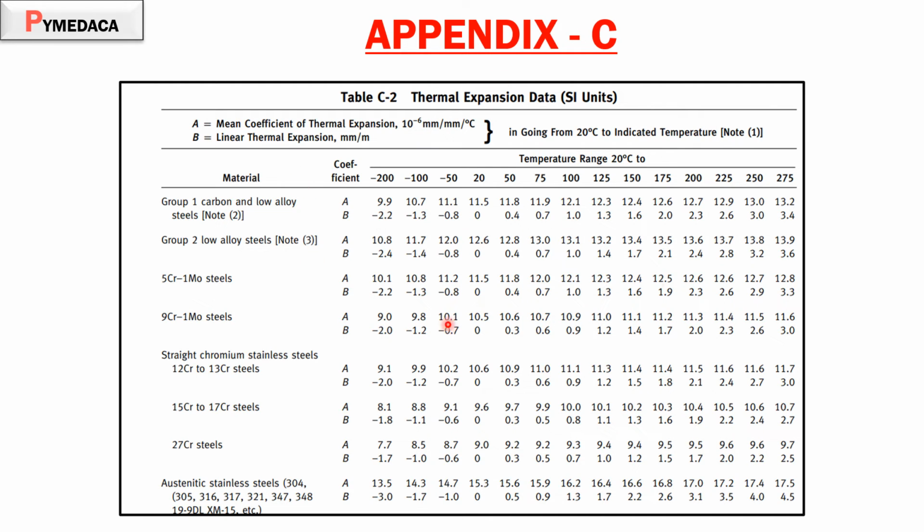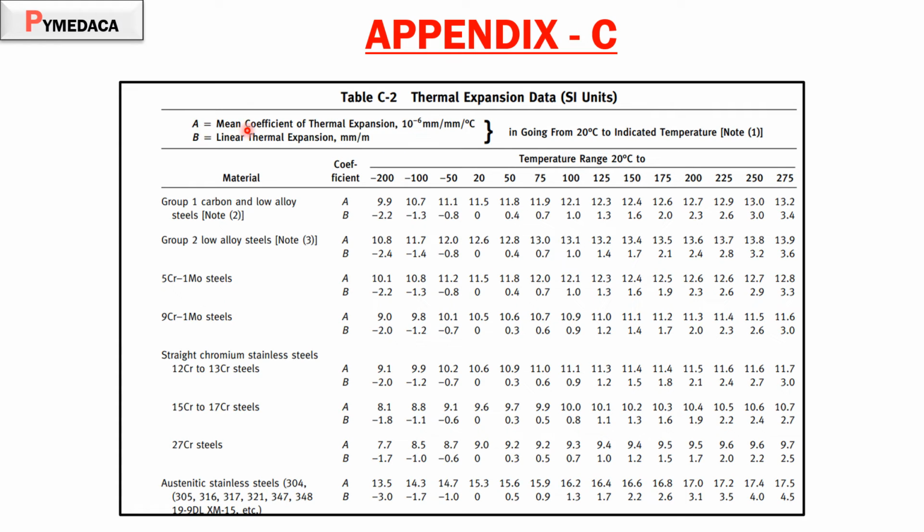So if you look at this table, here is the temperature range, 20 degrees Celsius to minus 100. I mean, these are basically all our temperatures: minus 200, minus 100, minus 50, and 20, 50, up to 275 degrees Celsius. So basically you have this temperature range over here. And here we have 2 things.